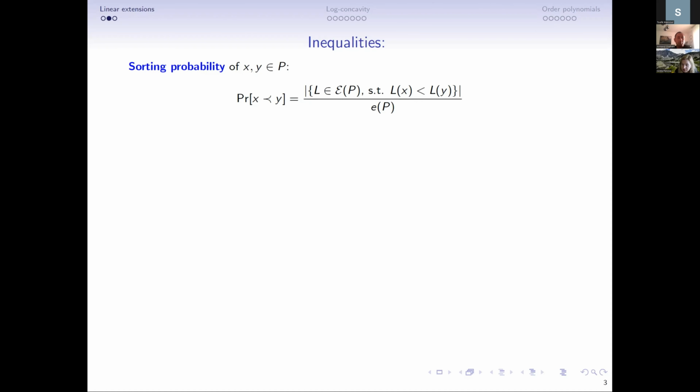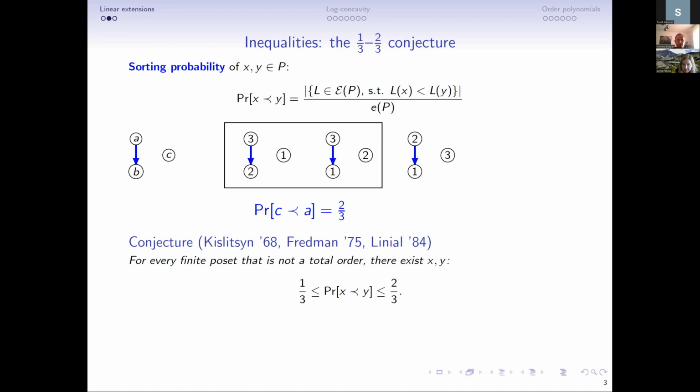So don't be scared by the word probability. For combinatorialists, this is just the ratio of the total number of linear extensions for which the value at x is smaller than the value at y, divided by the total number of linear extensions without any restriction. So here is an example. Here is a very simple poset on 3 elements. Here are all these 3 linear extensions. And what is the sorting probability that C is smaller than A in this case? Well, in 2/3 of the cases, C is smaller.